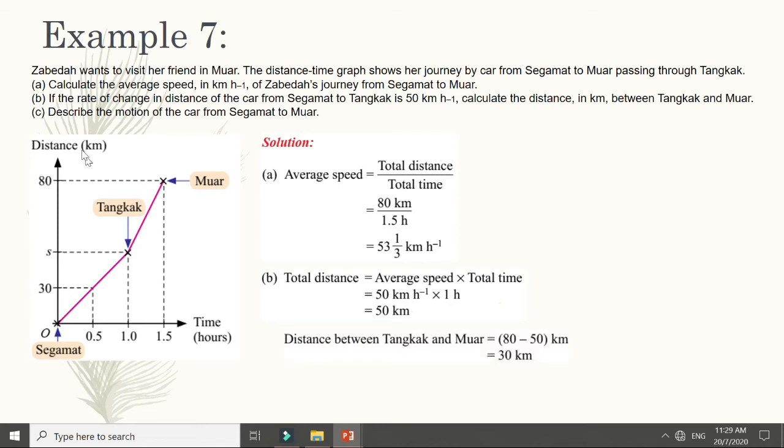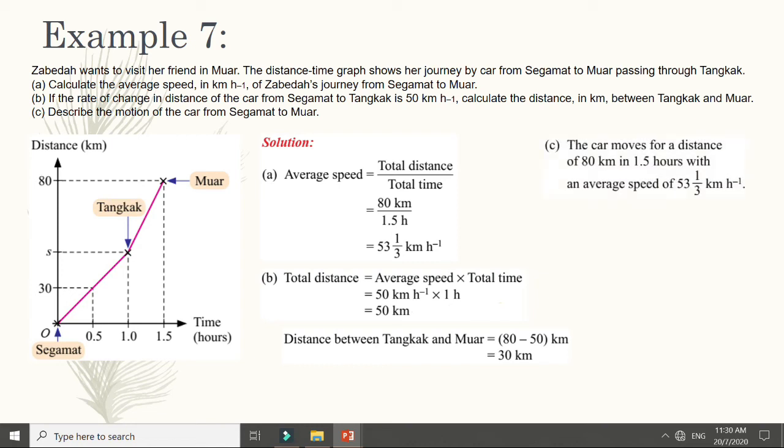Okay, then we look at C here. Describe the motion of the car from Segamat to Muar. From Segamat to Muar, the whole journey. So if you were asked to describe, you have to describe the distance, the speed, and the time.